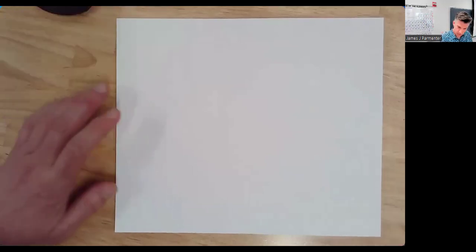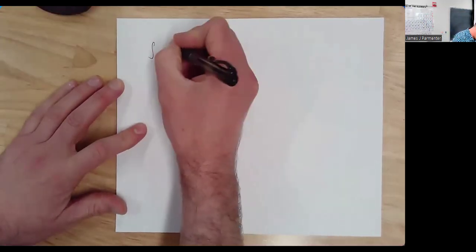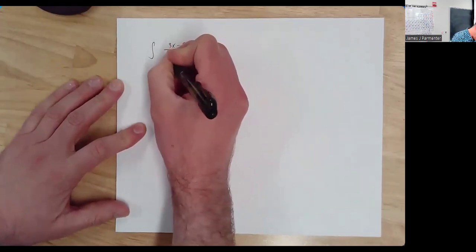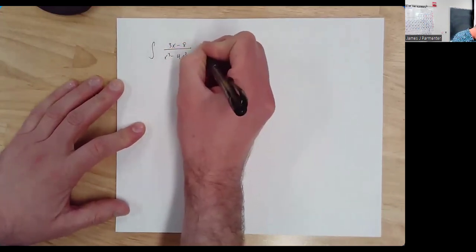Where are my examples here? There we go. So, yeah. Let's look at this example here. We'll do two of these. Let's say we want to do the integral of 3x minus 8 over x cubed minus 4x squared.